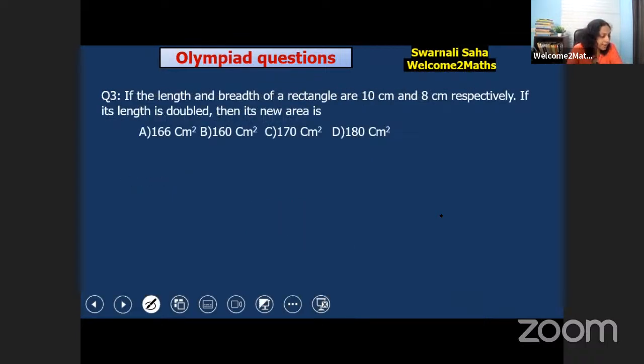Now, the next question is here. If the length and breadth of a rectangle are 10 centimeter and 8 centimeter respectively, and its length is doubled, then its new area is how much?